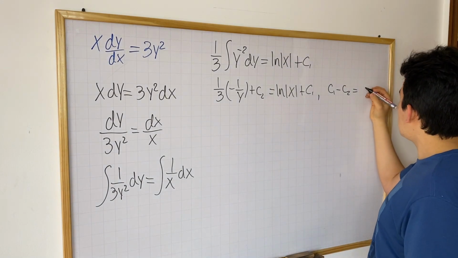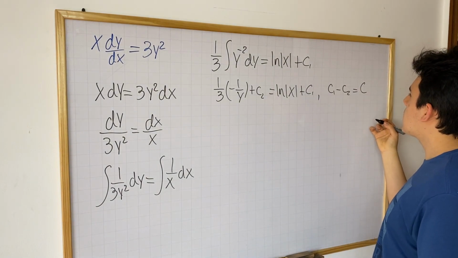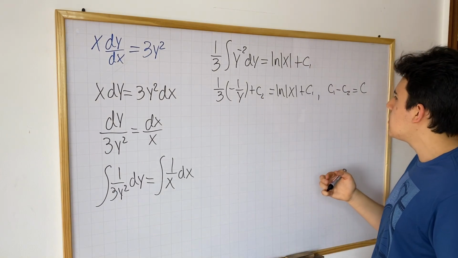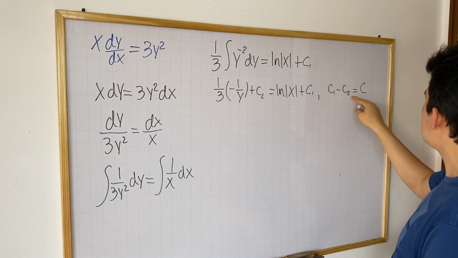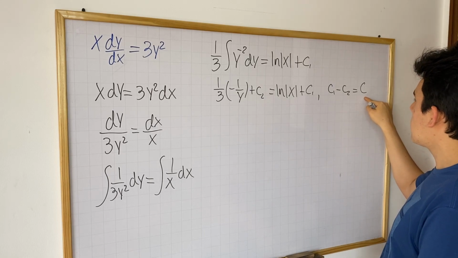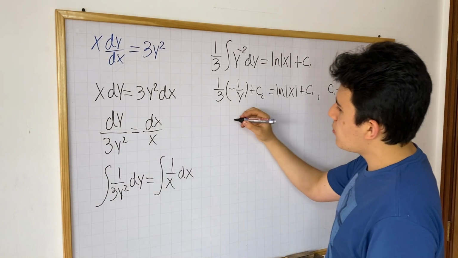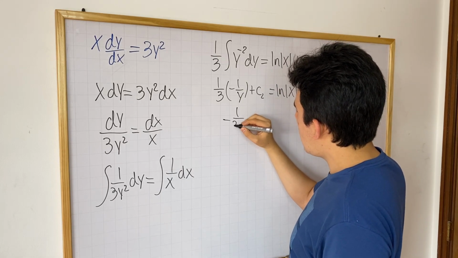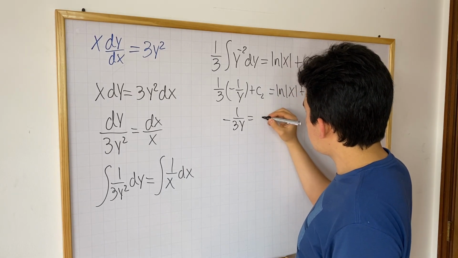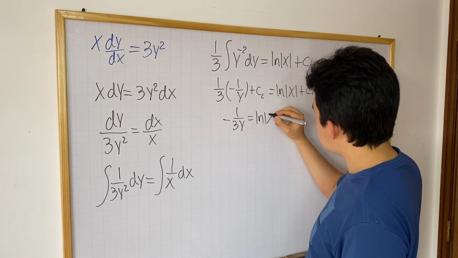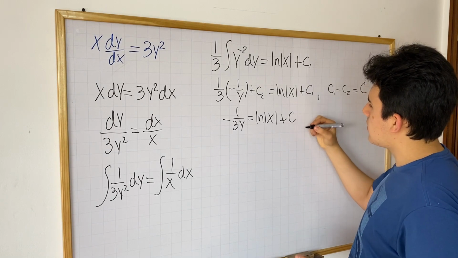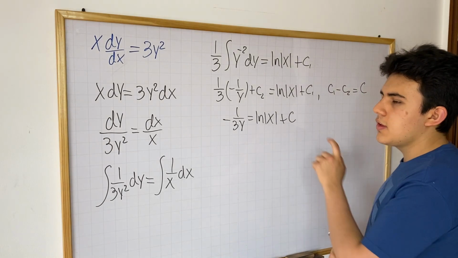I'm going to write, let's just say this is capital C, okay? My c's may not be easy to differentiate, but this is small c and this is big C, okay? So this is going to be capital C, and we can now rewrite this equation like this. So we have minus 1/3y is equal to the natural log of the absolute value of x plus positive big C, okay? So this is what we have now.